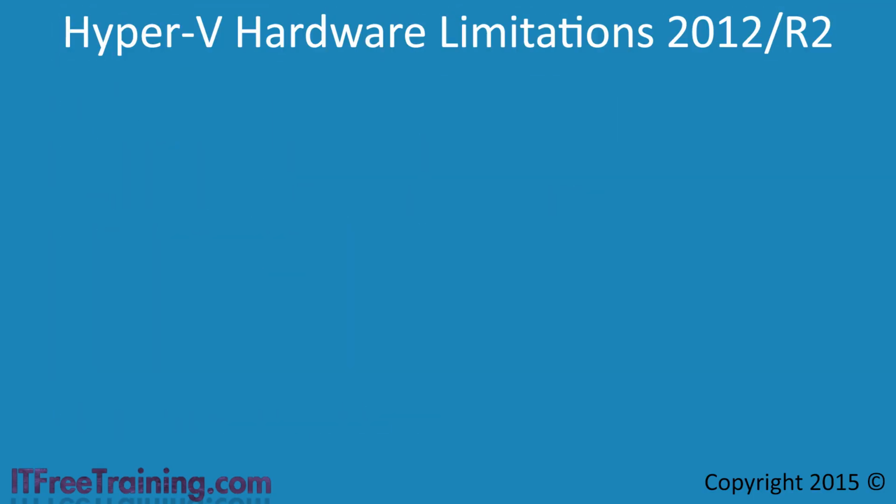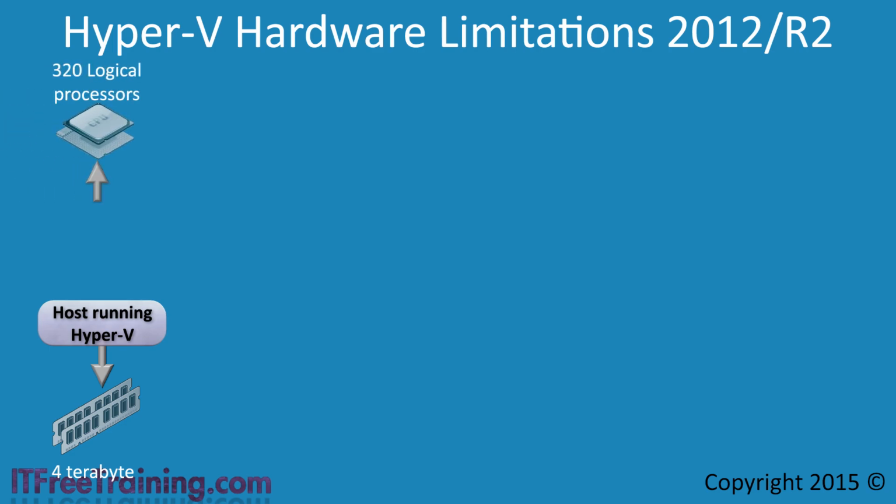I will next have a look at the hardware limitations of Hyper-V in Windows Server 2012 and Windows Server 2012 R2. For the host, Hyper-V will support up to 4 terabytes of memory. If you run Hyper-V on Windows 8, this will be reduced to 512 gigabytes, as that is all Windows 8 will support. Next, Hyper-V will support 320 logical processors. Logical processors essentially means the number of cores.